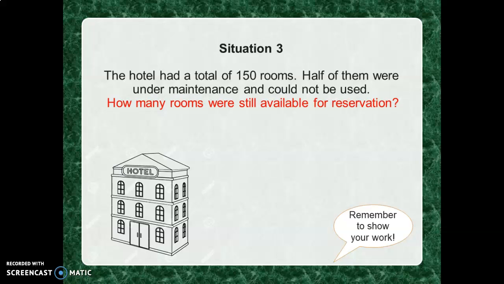Situation 3. The hotel had a total of 150 rooms. Half of them were under maintenance and could not be used. How many rooms were still available for reservation?